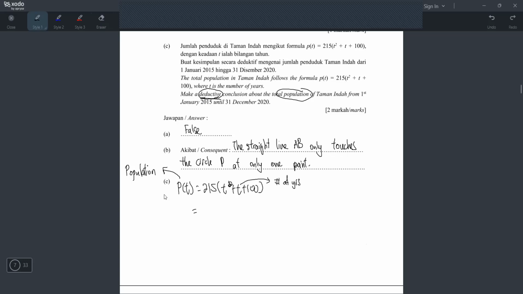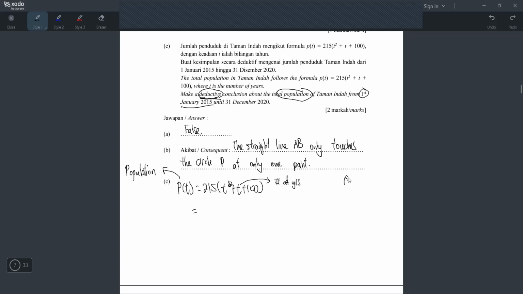So I think I have to use this formula to find the total population now. But in order to find the population, saya kena ada number of years. Saya kena masukkan nilai T, baru saya boleh dapatkan jumlah penduduk. Tapi macam mana nak tahu number of years? Okay, dia sudah bagi tahu 1st January 2015 sampai 31 December 2020. So how many years have passed?